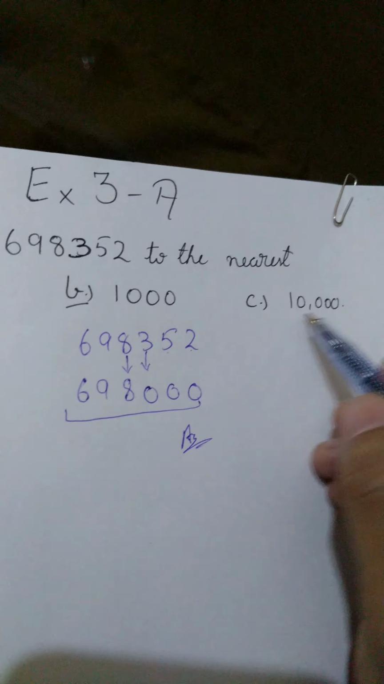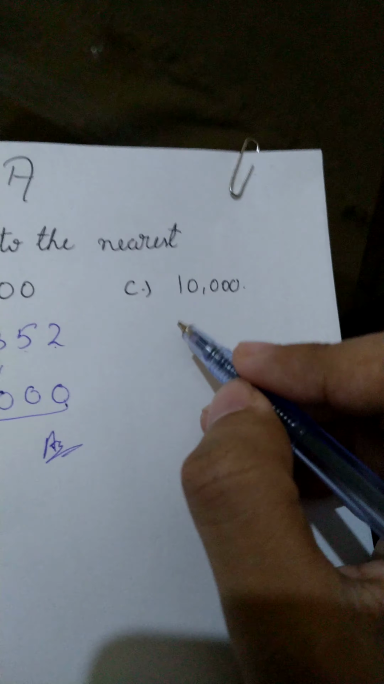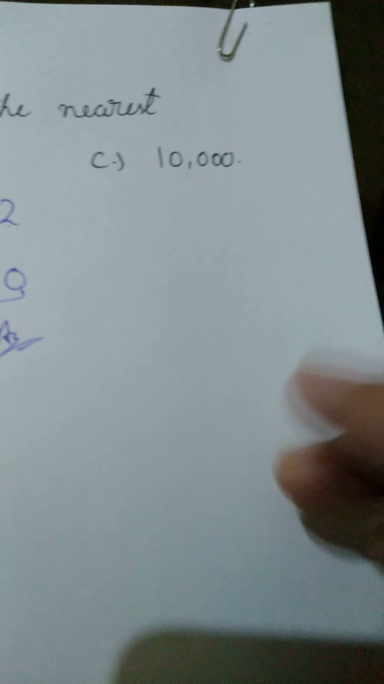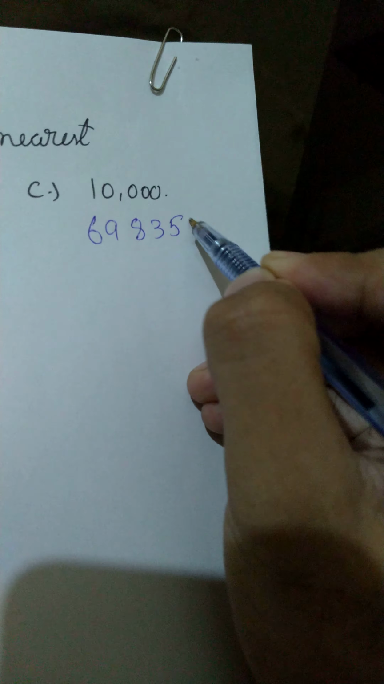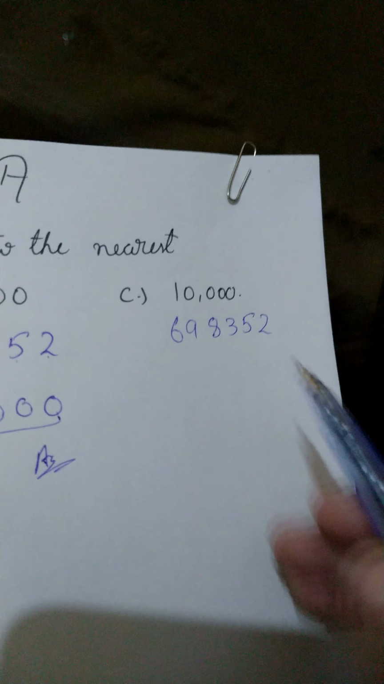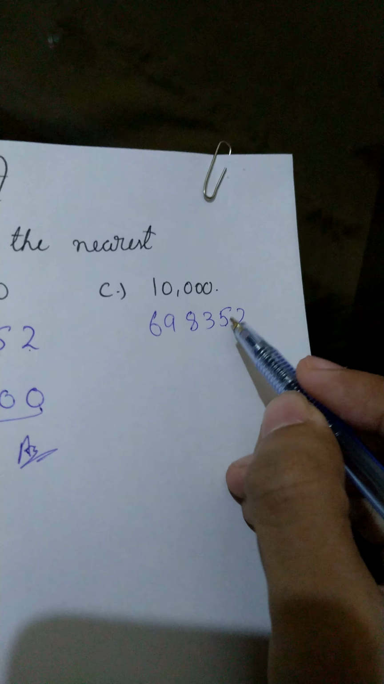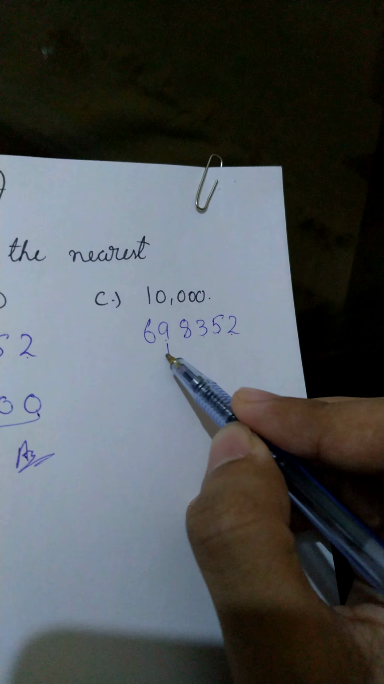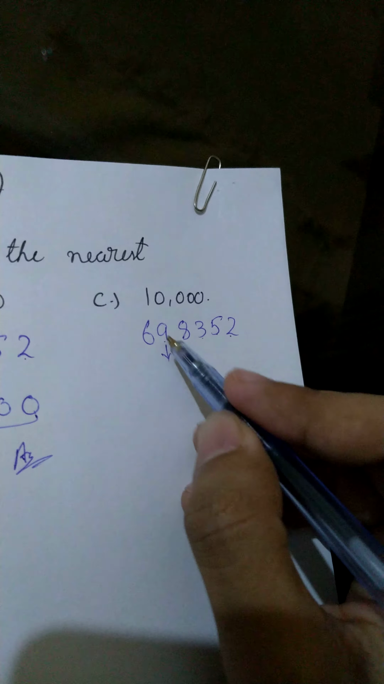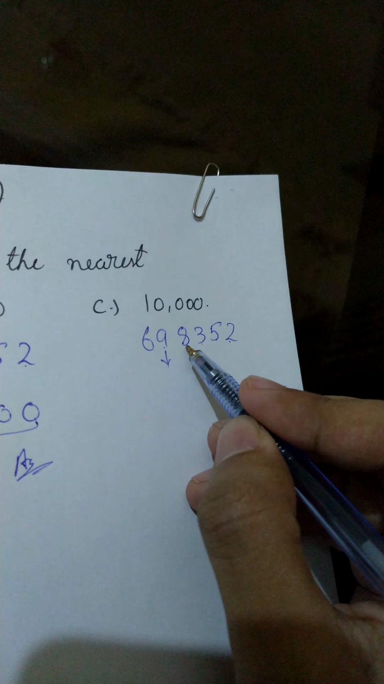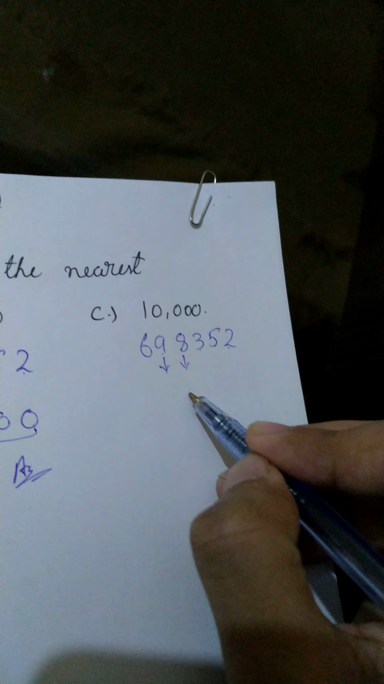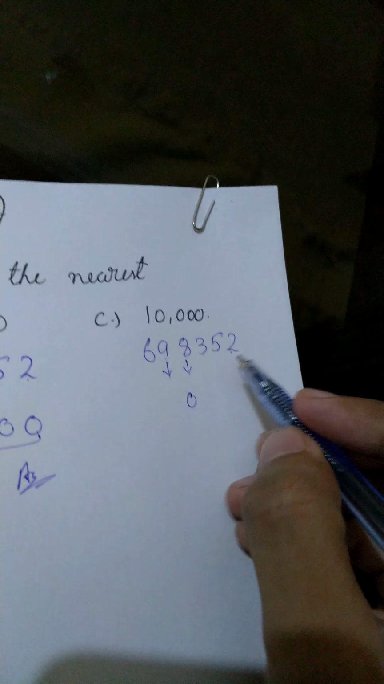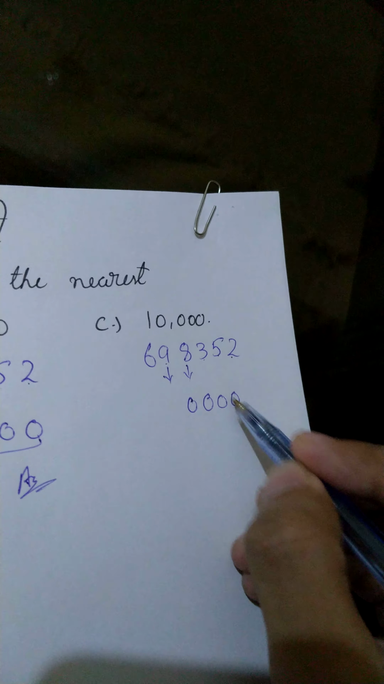Part C, to the place of 10,000s. Okay, 698352. So for the 10,000 place: units, tens, 100, 1000, 10,000. 9 is at 10,000. I will look for the number on the right. It is 8, which is greater than 5, so I will move up. This number will be replaced by 0. All the numbers on the right will be discarded and replaced with 0.